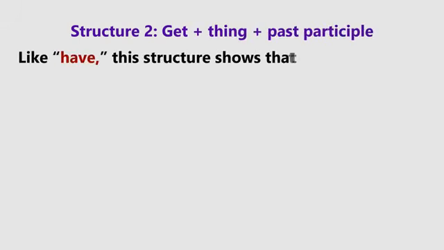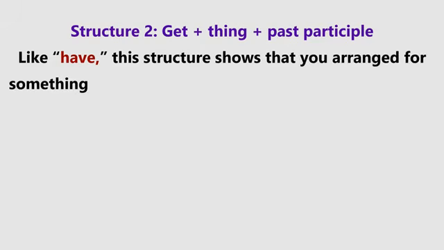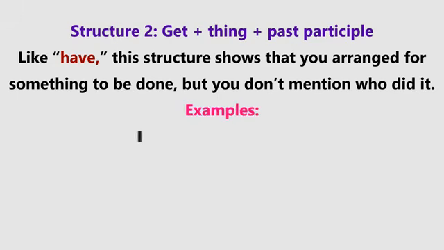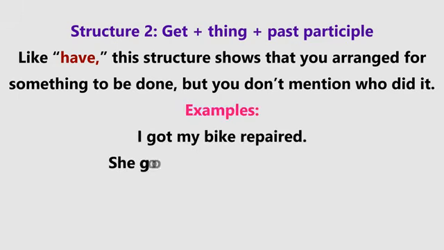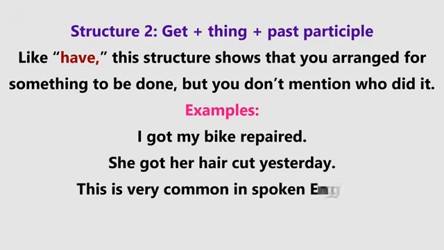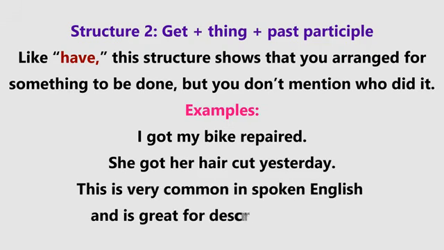Structure 2: get plus thing plus past participle, like have. This structure shows that you arranged for something to be done, but you don't mention who did it. Examples: I got my bike repaired. She got her hair cut yesterday. This is very common in spoken English and is great for describing services.